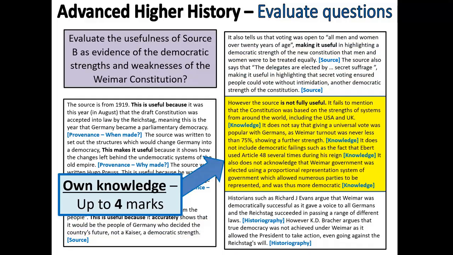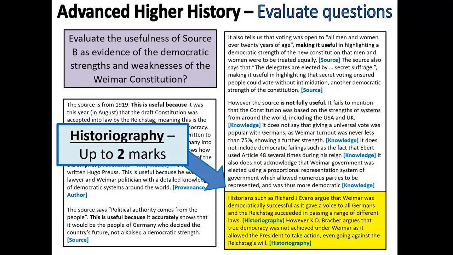4 marks are available for our own knowledge. This is when we give 4 facts that are not mentioned in the source but are relevant to answering the question. Finally, we aim to gain 2 marks for our historiography. This is when we identify 2 different historian opinions about the question being discussed.